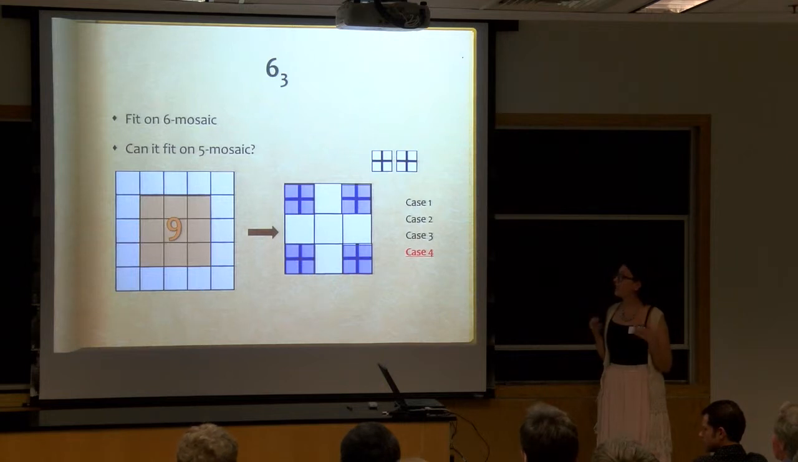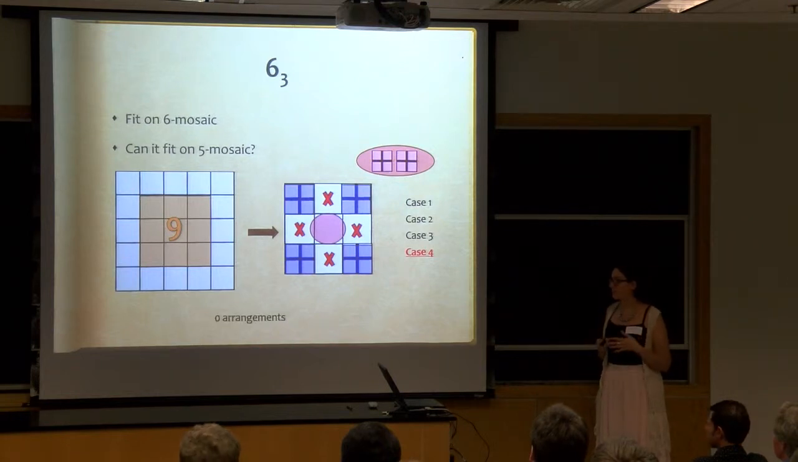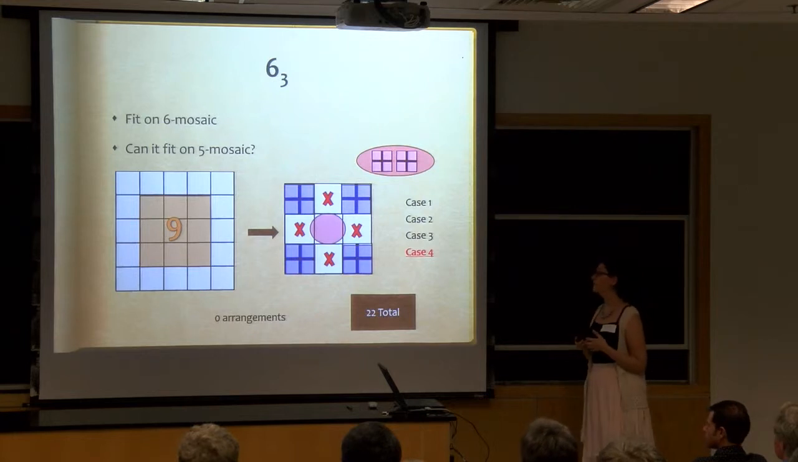And then for case 4, all 4 corners. Again, you can't have 3 in a row, and when you do this, you only have 1 place left. We still have 2 tiles, so we don't get any arrangements from this. So we have a total of 22 different boards to basically look at.